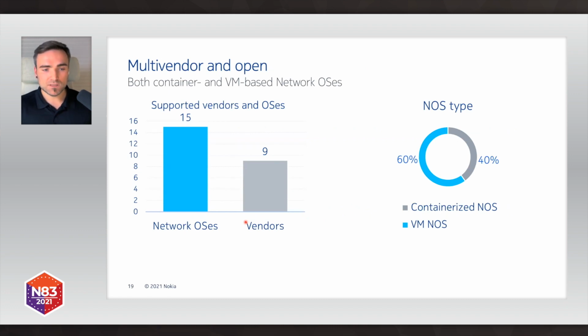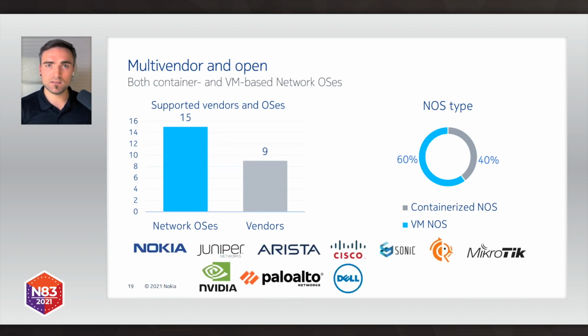Okay, we just saw a lab which consists of containerized network operating systems. That is the prime thing for Containerlab. But we not only have containerized operating systems that we support. Currently, we have 9 different vendors and 15 different operating systems, out of which 60% are actually VM-based nodes, and only 40% of them are containerized nodes. So that means that we can run not only containerized network operating systems, but VM-based ones as well.